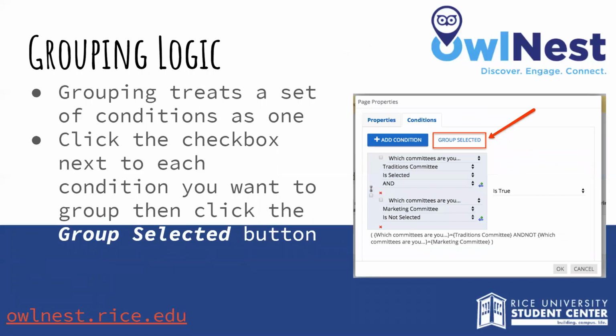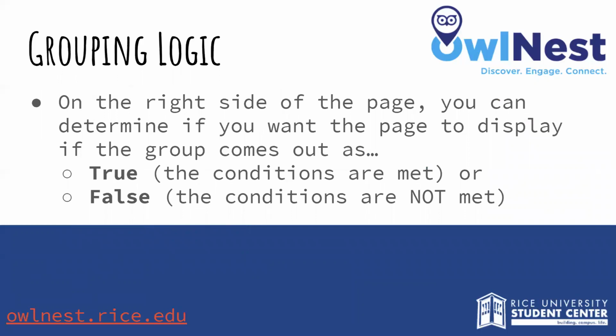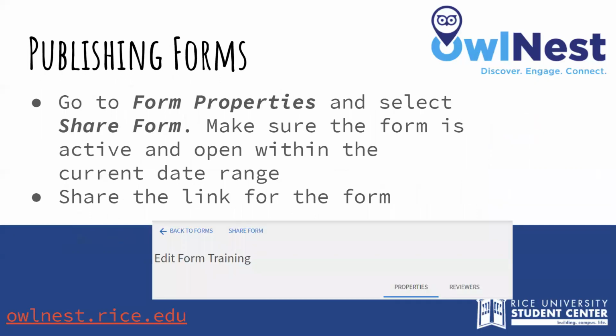In addition, you can also group logic to treat a set of conditions as one. This is helpful to consolidate your logic, or if you wanted a group of questions to be treated as one condition. For example, if you wanted to treat the condition "an officer of the club who is an upperclassman" as one condition instead of several, it simplifies your logic. Finally, you can decide how the group conditions are evaluated. True means the group conditions are met, while false means those conditions were not met.